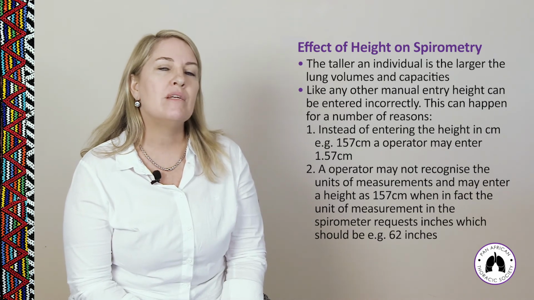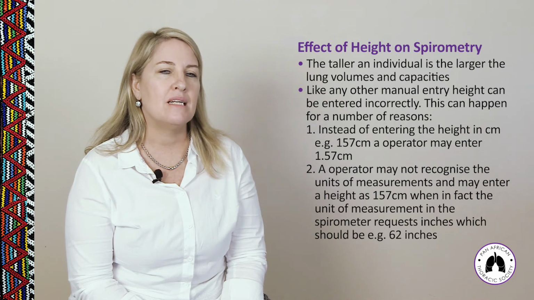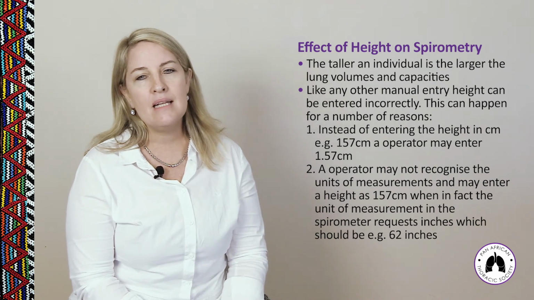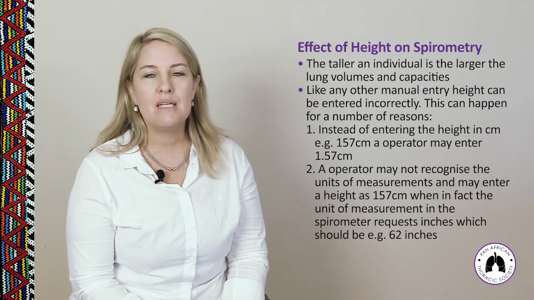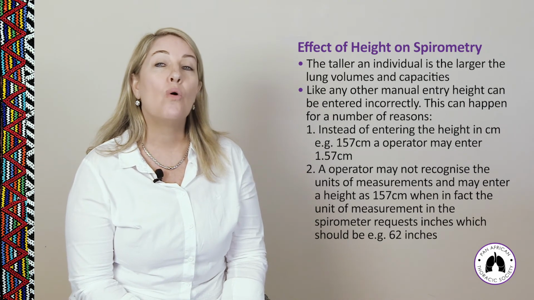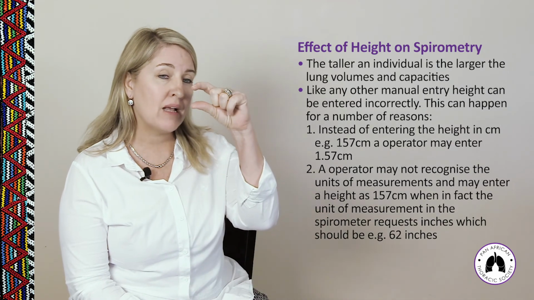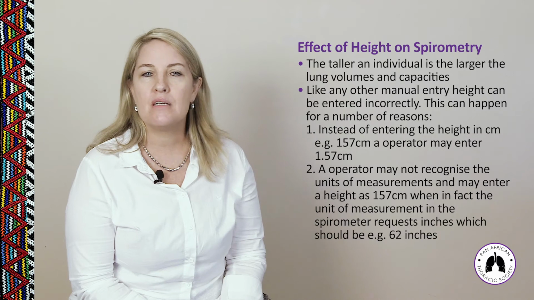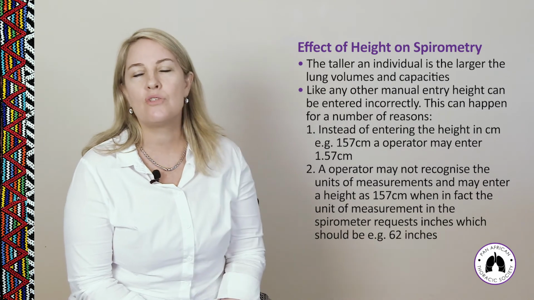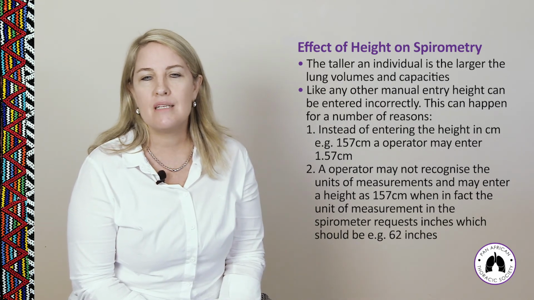The most common reason I've seen for height being entered incorrectly is that instead of entering a height as 157 centimeters, an operator may enter 1.5 centimeters, making a person this tall. And obviously the spirometer does not recognize a human being as this tall, so it may not give predicted values.